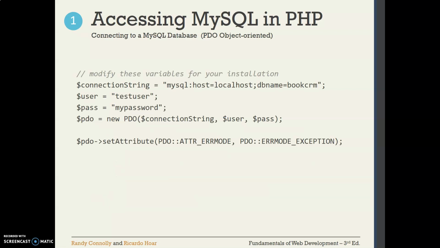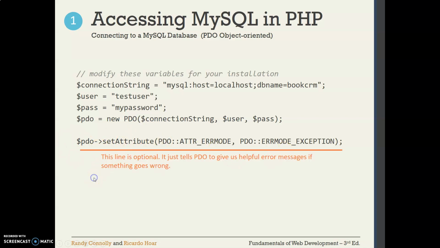So, connecting to a MySQL database using the PDO object-oriented approach. So in that previous slide, you saw something where there was a connection string, there was a username and a password. Here I've just hard-coded all of this information for now. That information is passed to the constructor of the PDO object. Then there's this bizarre set attribute. This set attribute line is totally optional, like we don't actually need it. It just tells PDO to give us some helpful error messages if something goes wrong.